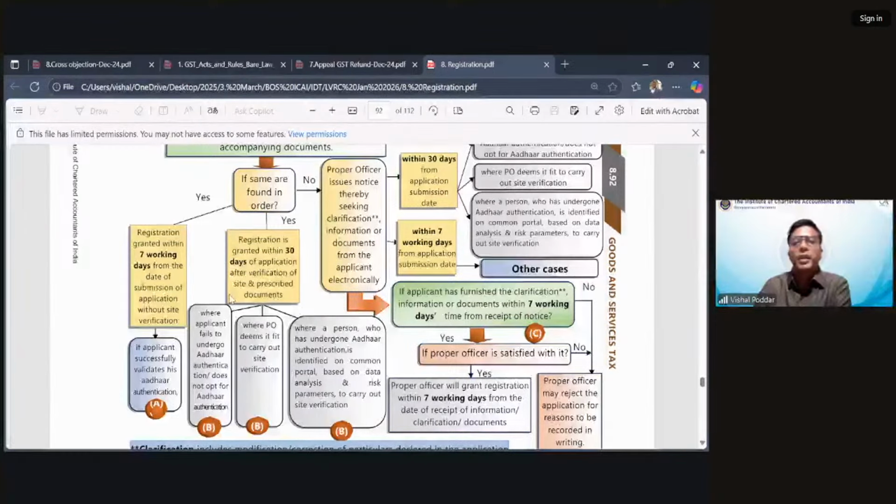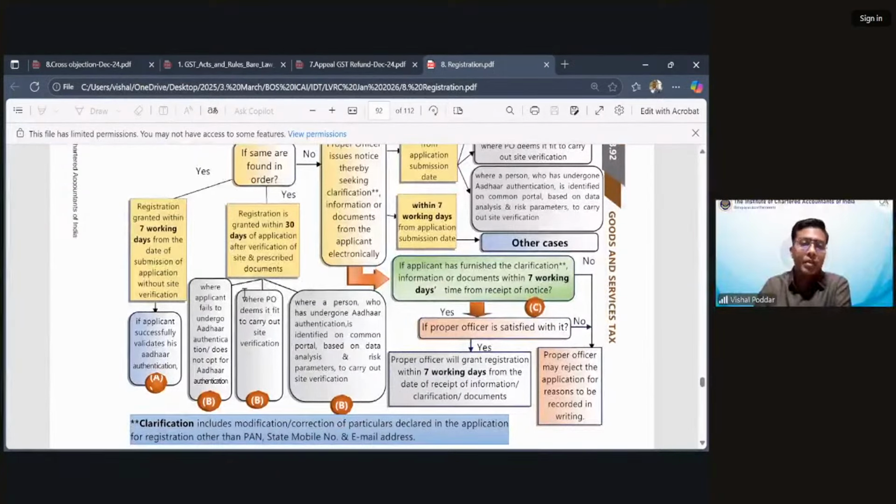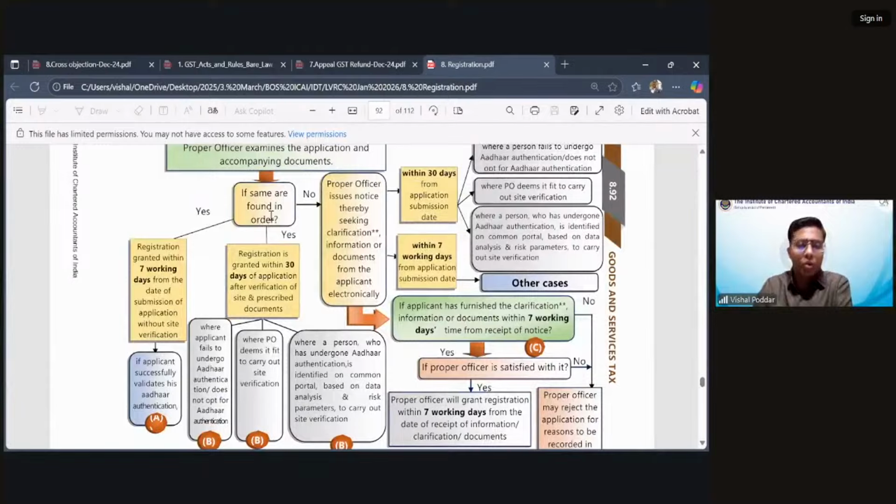Second, if your documents are found in order, registration will be granted within 30 days of application after verification of site and prescribed documents. Now, this will be done where the applicant fails to undergo Aadhaar authentication or does not opt for Aadhaar authentication. Second, where the proper officer deems it fit to carry out the site verification. Third, where a person who has undergone Aadhaar authentication is identified on common portal based on data analysis and risk parameters that it is necessary to carry out site verification. So in these 3 scenarios, site verification will be done and then registration will happen within 30 days. Otherwise, it will happen within 7 days, provided everything is found in order.